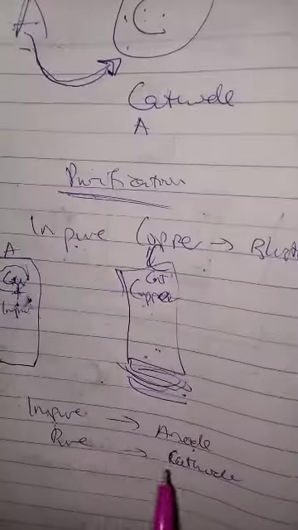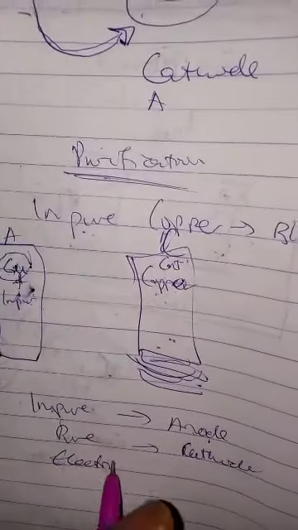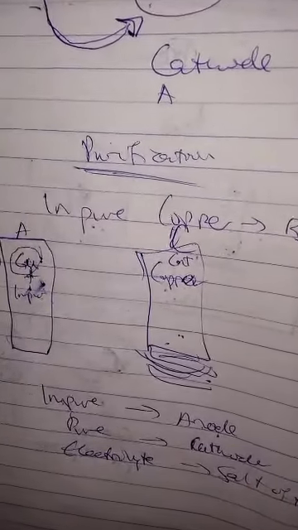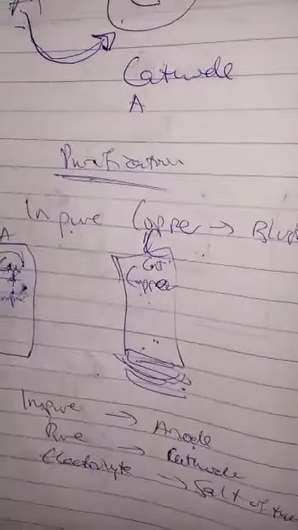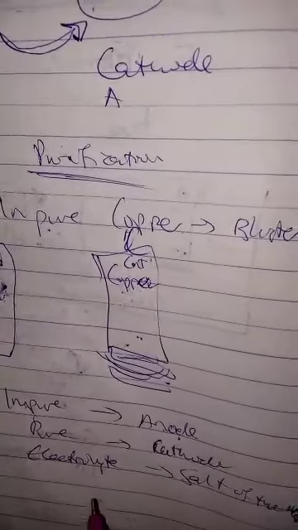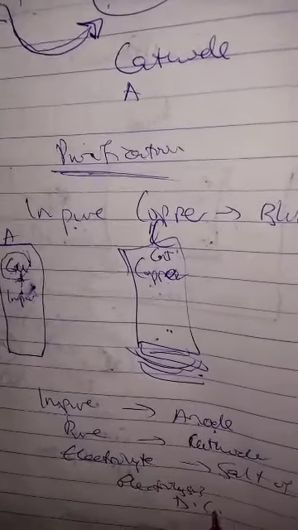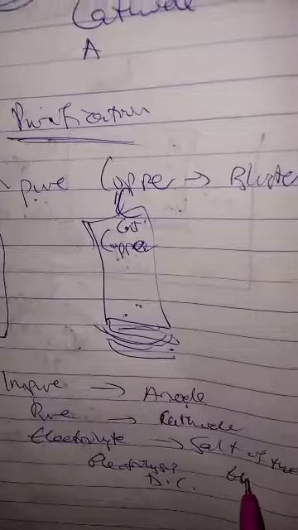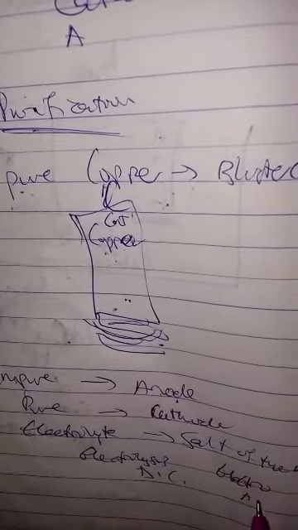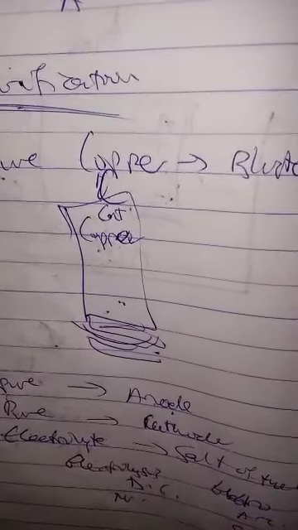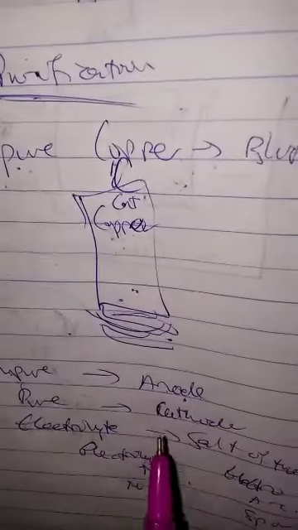So in purification of a metal, the impure metal is made the anode. The pure metal is made the cathode. Then your electrolyte is the salt of that metal. Take note of that, it's very, very important. And this is electrolysis. In electrolysis, we use a direct current. In an electrochemical cell, we use an alternating current. That one is spontaneous; this is not spontaneous, so we need a direct current to drive the electricity.